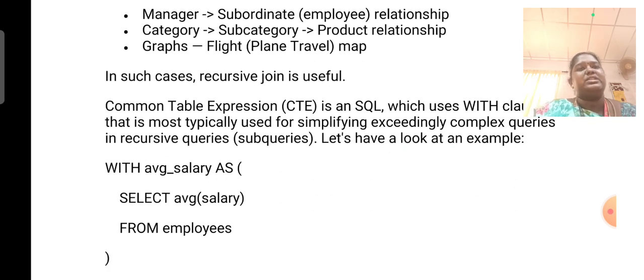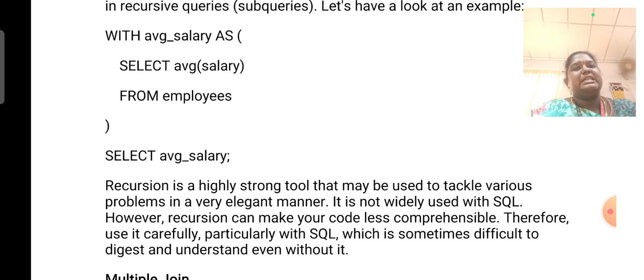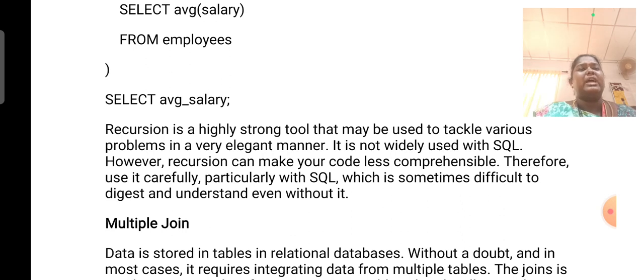Common table expressions, CTE, in SQL are used with the with clause. It is more typically used for simplifying exceedingly complex queries and in recursive queries. Let us have a look at an example. With average salary as, select average of salary from employee. Select average salary. Recursive is a highly strong tool that may be used to tackle various problems in a very elegant manner.